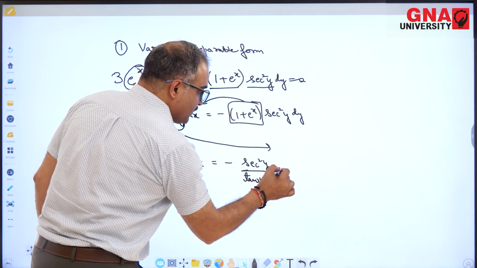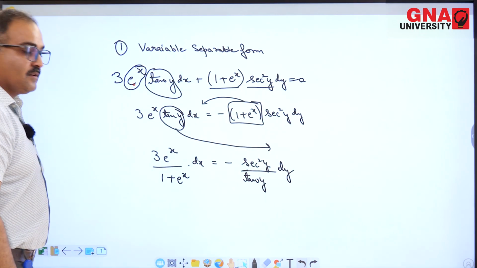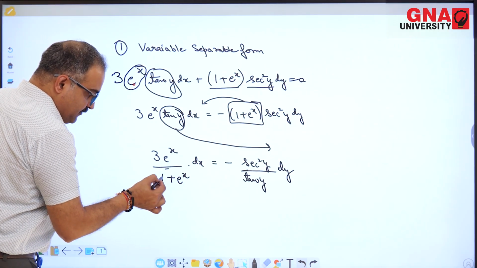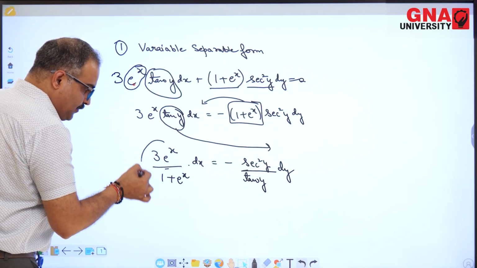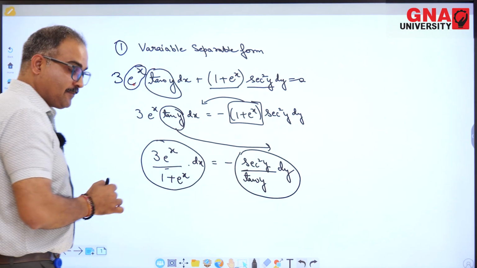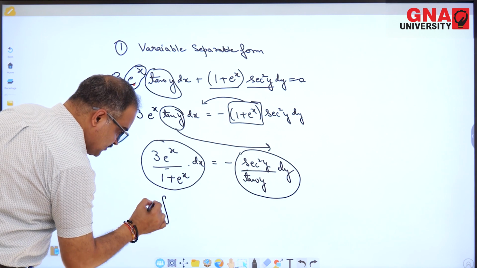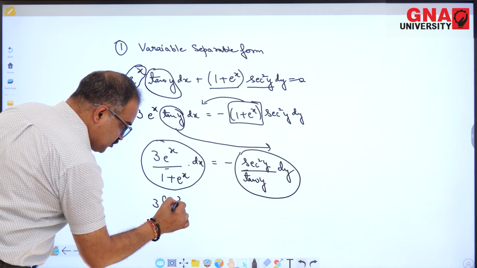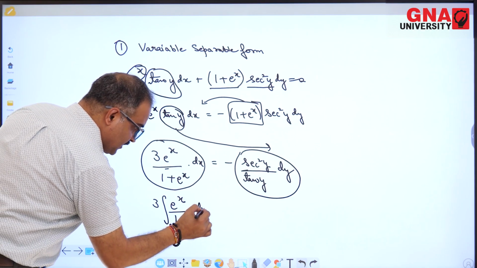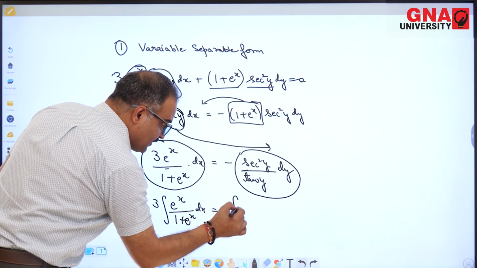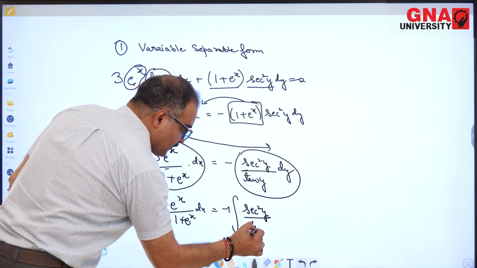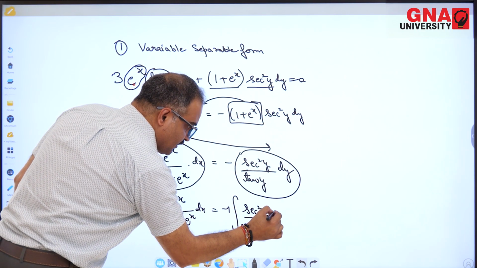tan of y dy. Okay, now we know that we have a term 1 plus e raised to power x that is totally dependent upon x type, and this is the term which is totally dependent upon y type. Now I integrate both of the sides, so 3 e raised to power of x over 1 plus e raised to power x dx is equal to minus 1 integral secant square y over tan of y into dy.